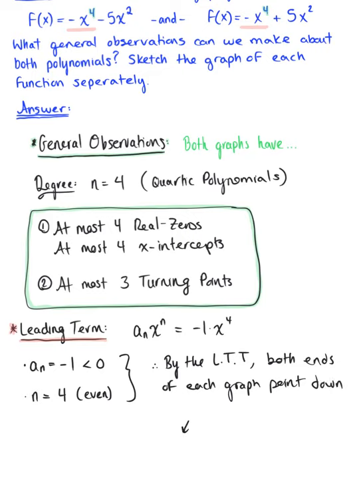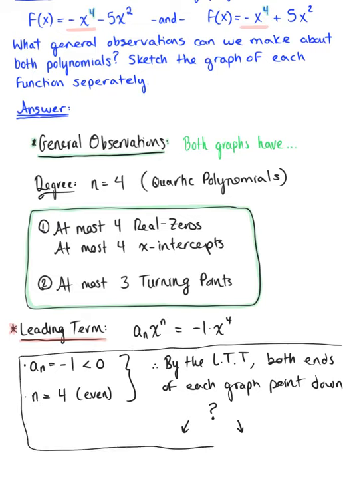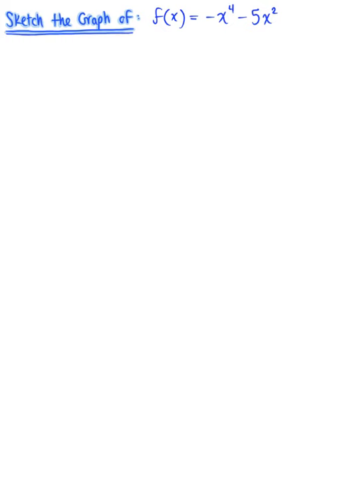So in other words, the left-hand side of the graph points down, the right-hand side of the graph points down, but we don't know what goes on in between yet. So these are the two general conclusions that we can make for both of these polynomial functions. But now we need to go ahead and consider each function separately to help determine what exactly each graph will look like. So here we are considering the first polynomial function, f of x is equal to minus x to the 4th minus 5x squared. Now we already know from the leading term test that both ends of the graph are pointing downward.